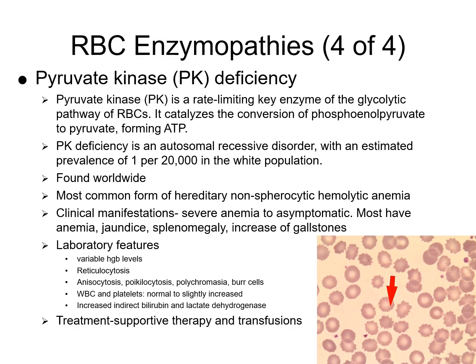On the blood smear, we're going to see anisocytosis, which is variation in size. We're going to see poikilocytosis, which is variation in shape of red blood cells. We're going to see polychromasia as well, which shows that there are immature red blood cells present. And then we're going to see burr cells, also known as echinocytes. White blood cells and platelets usually are going to be normal or maybe even slightly increased. We're also going to see an increased indirect or unconjugated bilirubin and lactate dehydrogenase, LDH, due to hemolysis. For treatment, it's mainly going to be supportive therapy, but we could do blood transfusions if needed if they are having severe anemia.